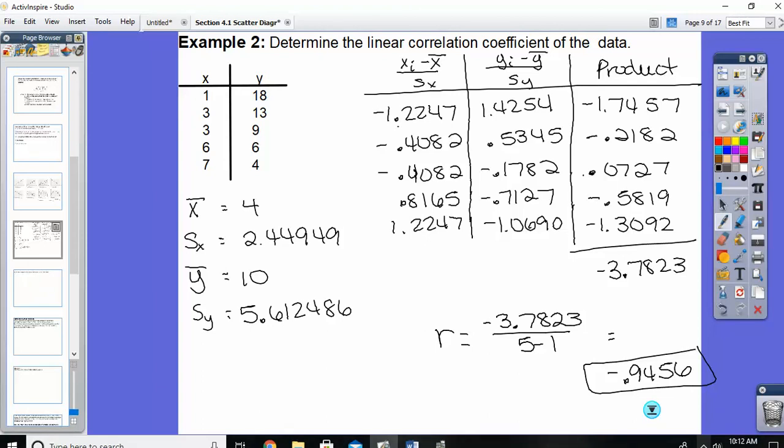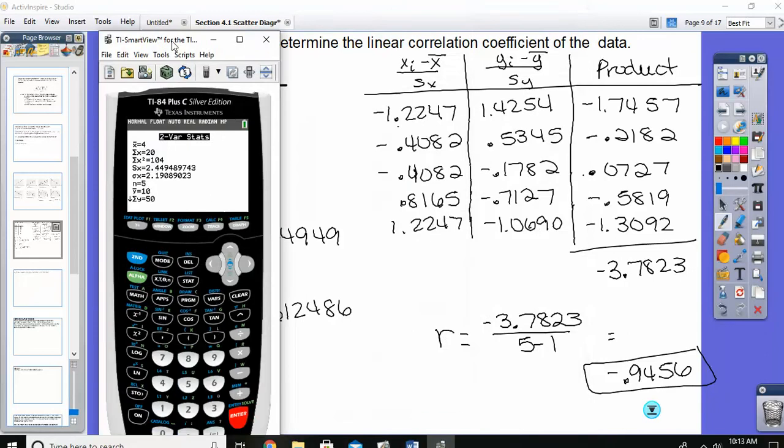Okay, so what do you think that tells me? Is there a relationship there? Yes. What kind of relationship? A negative linear relationship. Okay, I want to show you how to do this completely on your calculator now. You do have to do one thing first.